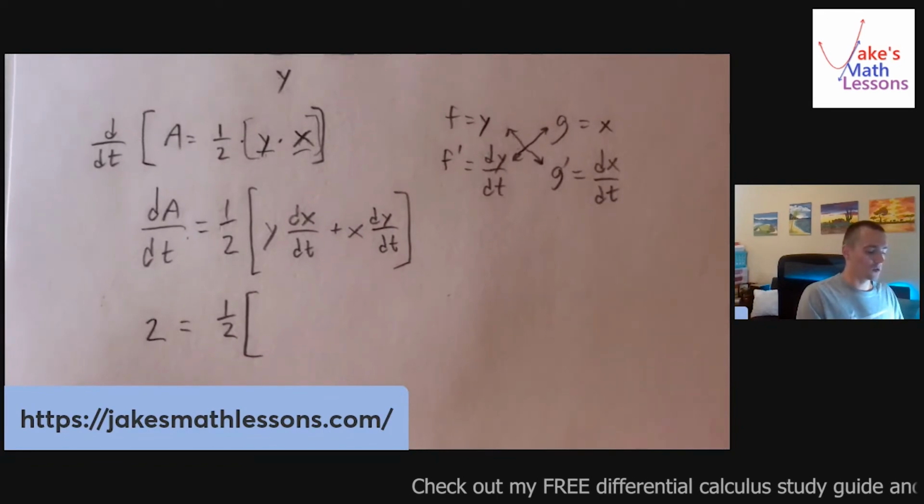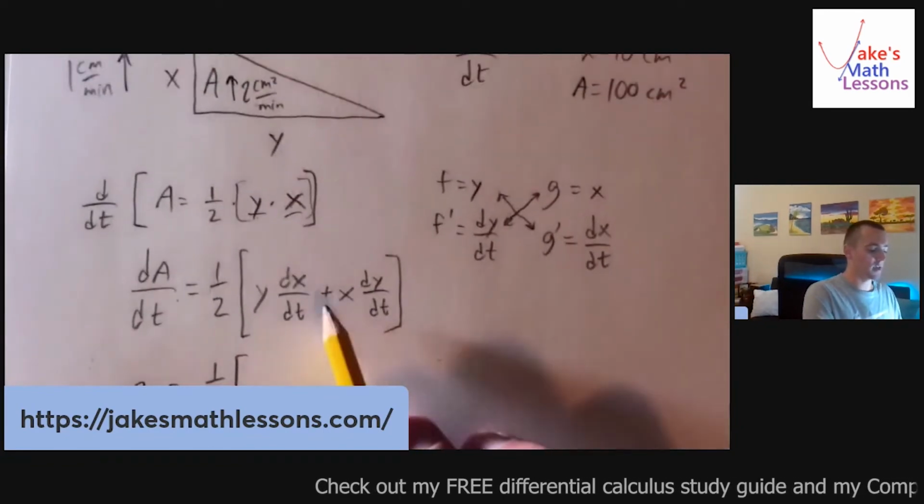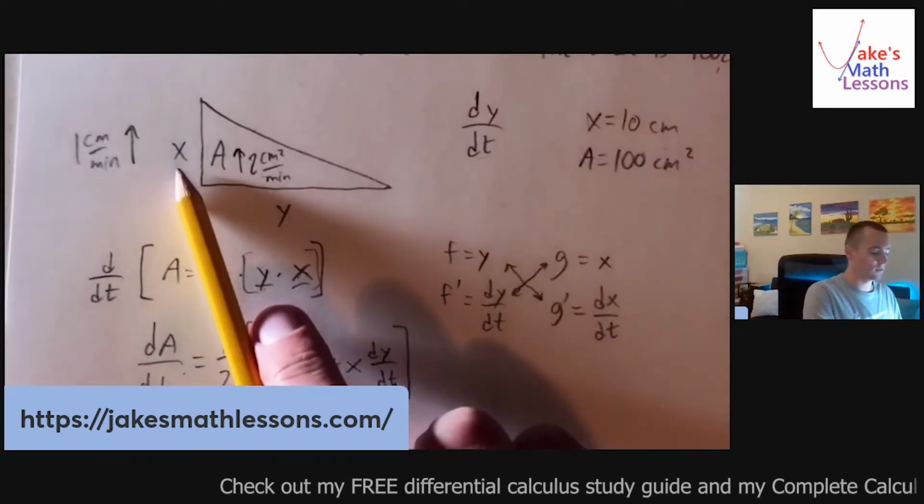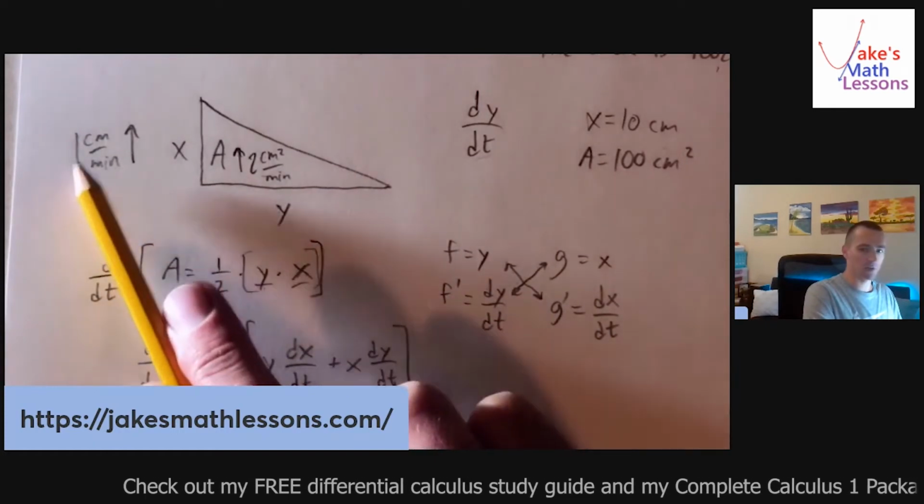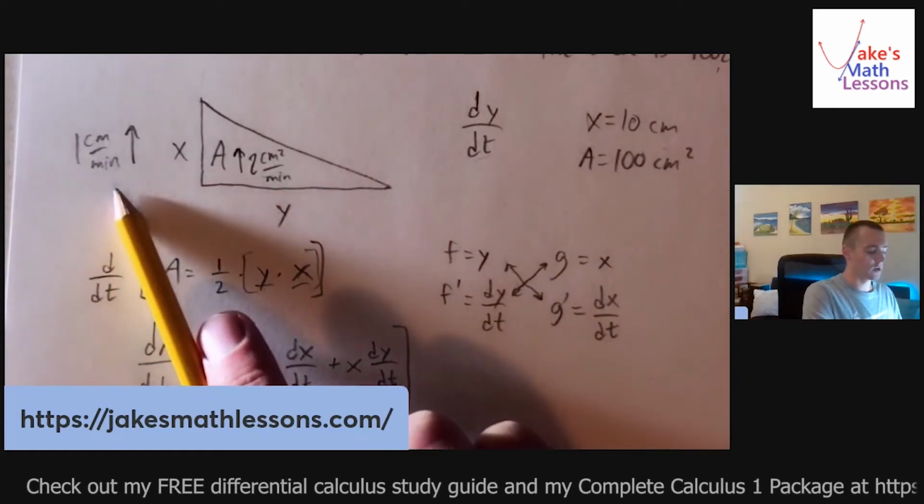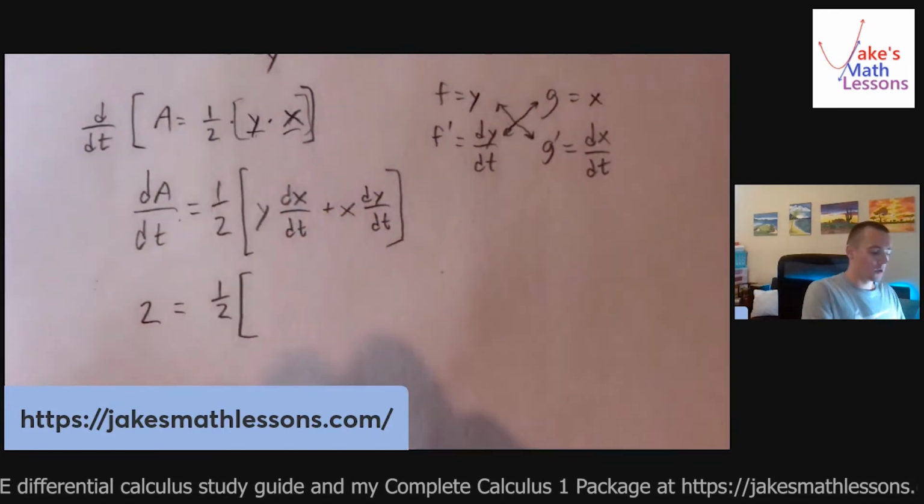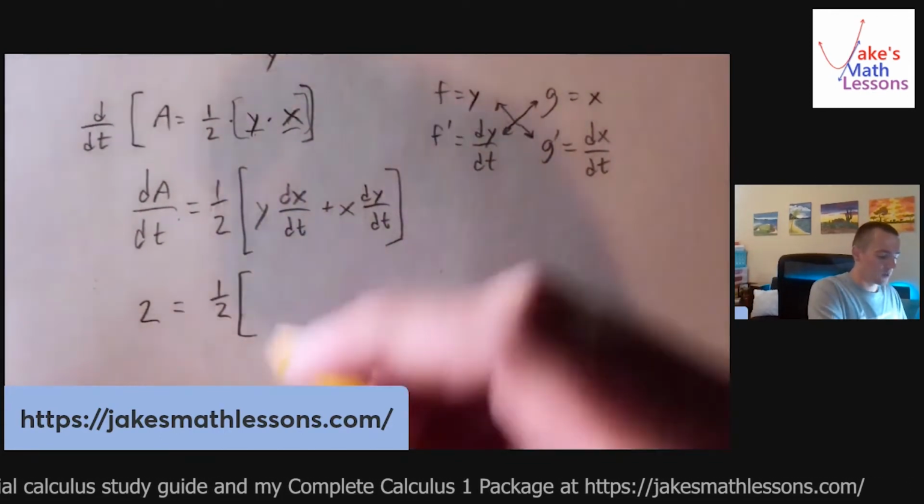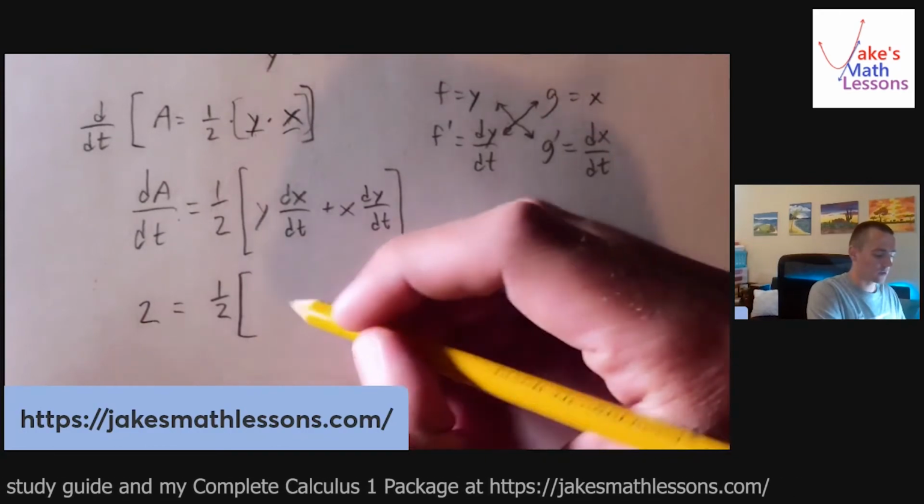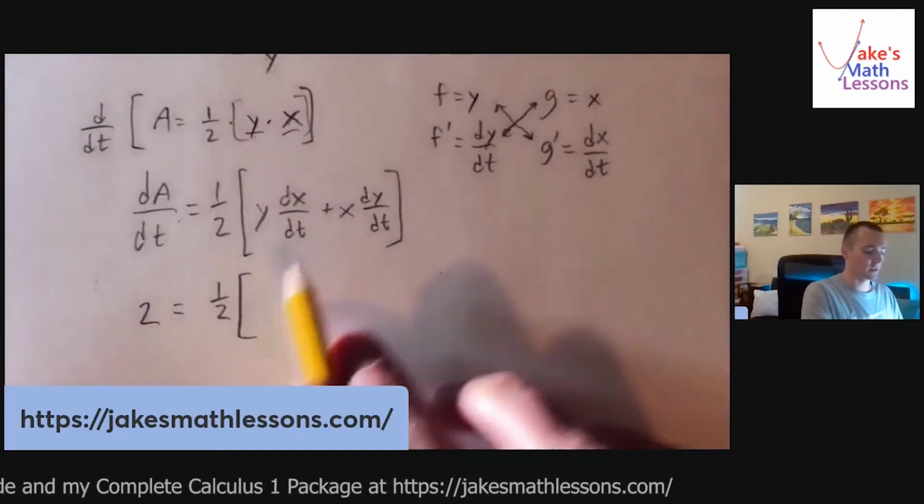We also know that x, the altitude of our triangle, is increasing at a rate of 1 centimeter per minute. So we know that the rate of change of x is 1, so dx/dt is 1. We don't know why quite yet, we can figure that out though. So I'll actually come back to the dx/dt in just a second.